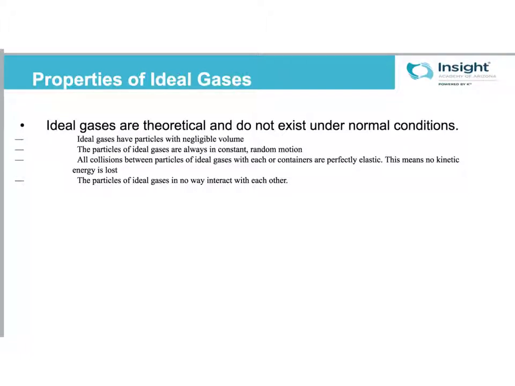That might not be so hard to come up with, but there are quite a few times when something will cause an attraction of some sort, which then makes it not so random motion. All collisions between particles of ideal gases with each other or containers are perfectly elastic, meaning no kinetic energy is lost. This is probably one of the hardest ones to make come true, because inherently when things interact, kinetic energy is lost. And the particles of ideal gases in no way interact with each other.